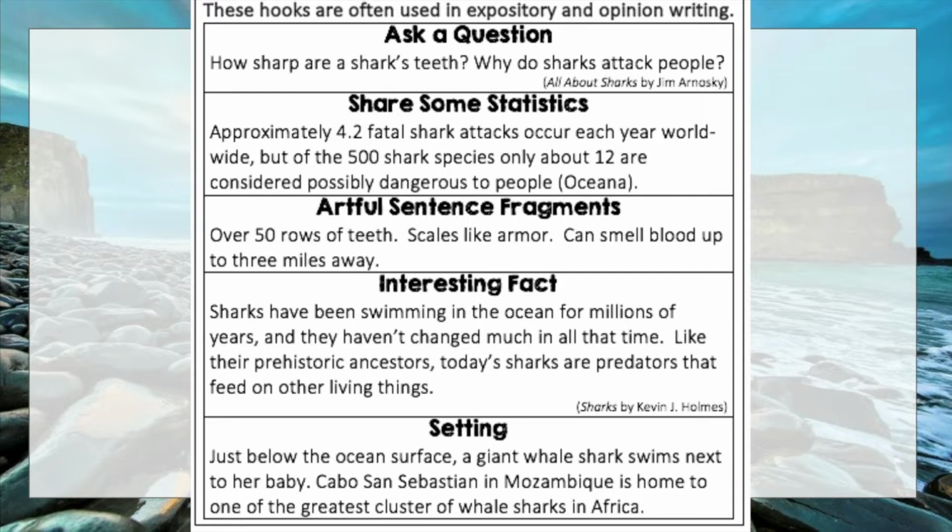You could share a statistic, which is a number or a fact in that kind of way. You could do an artful sentence fragment, which is little bits that kind of make your topic like a mystery. You could share an interesting fact, or you could describe your topic as the setting.